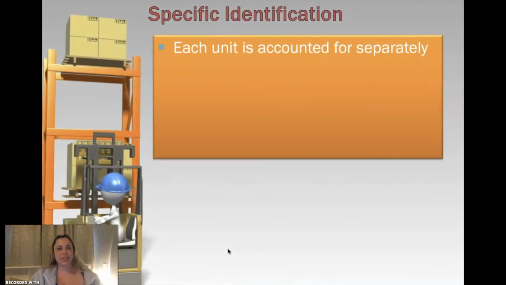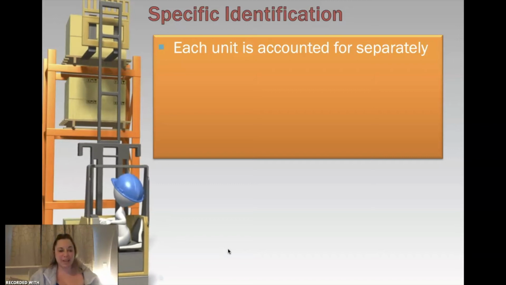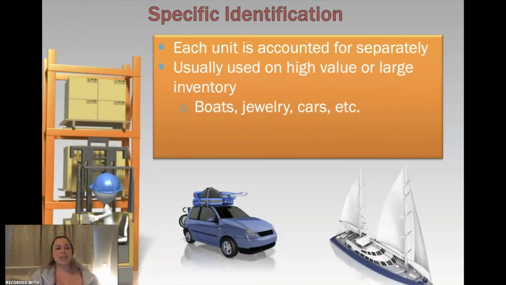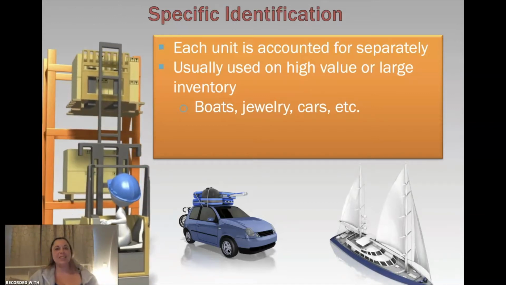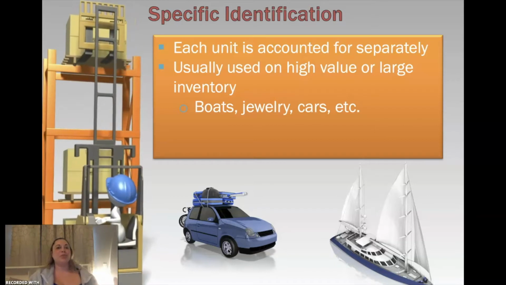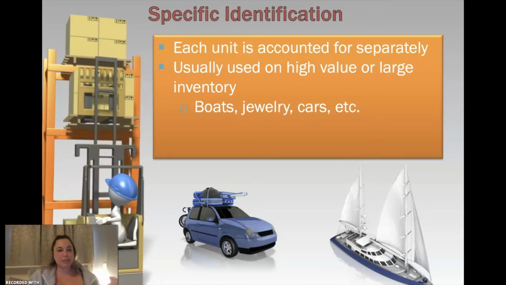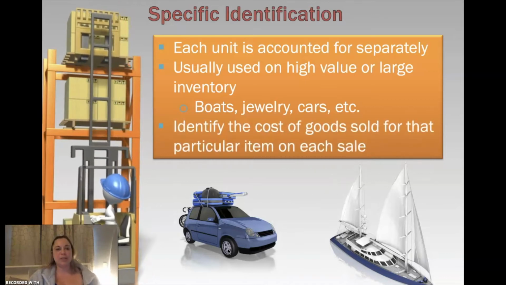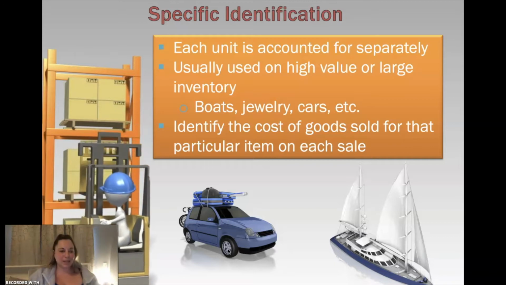Okay, so the first one is specific identification. Remember, this is the rare one. This is when every single unit is counted for separately. So usually it's the high value or the really large items. Not all stores can be using this method. So some examples were boats, jewelry, cars. So very expensive items. You're not selling so many every moment of the day. It takes a little bit longer for these to be sold. Okay, so we're going to identify the cost of goods sold for that particular item on every single sale.